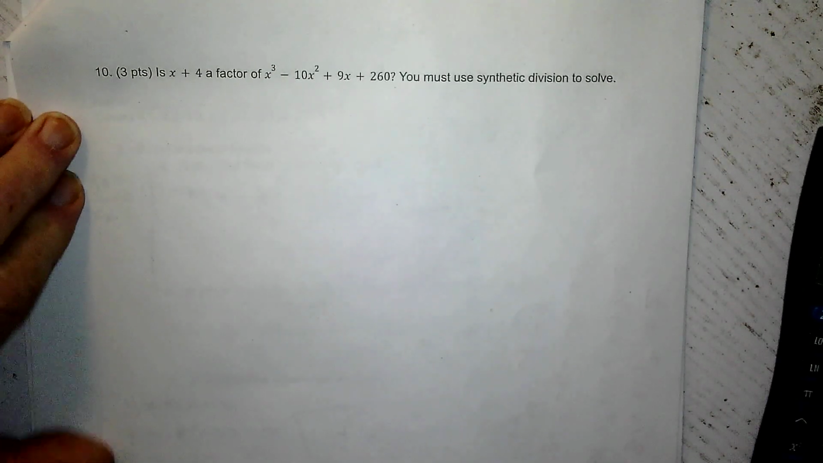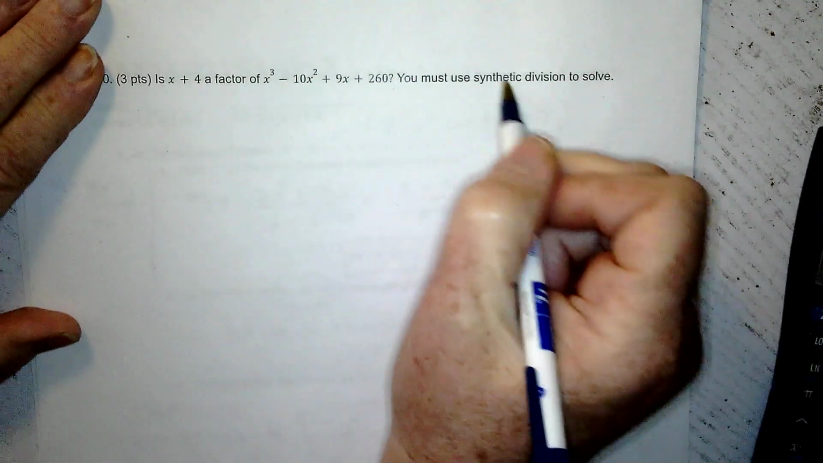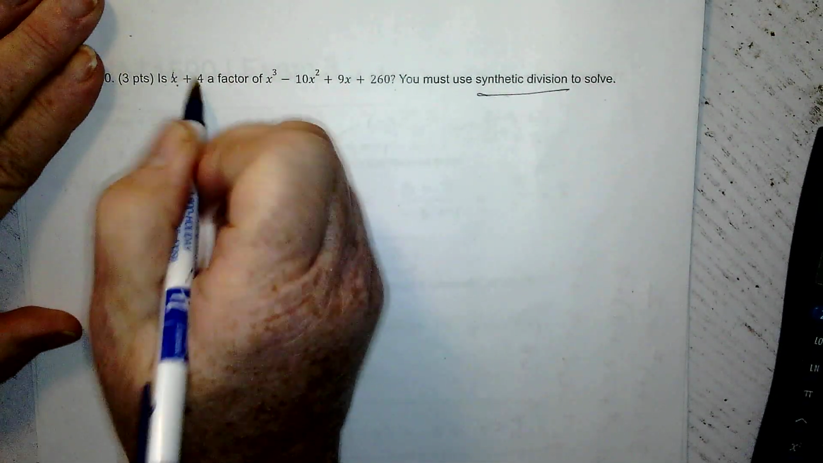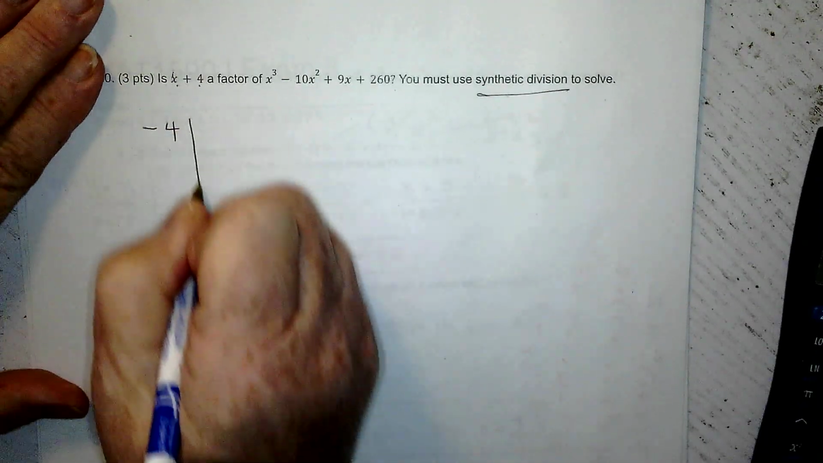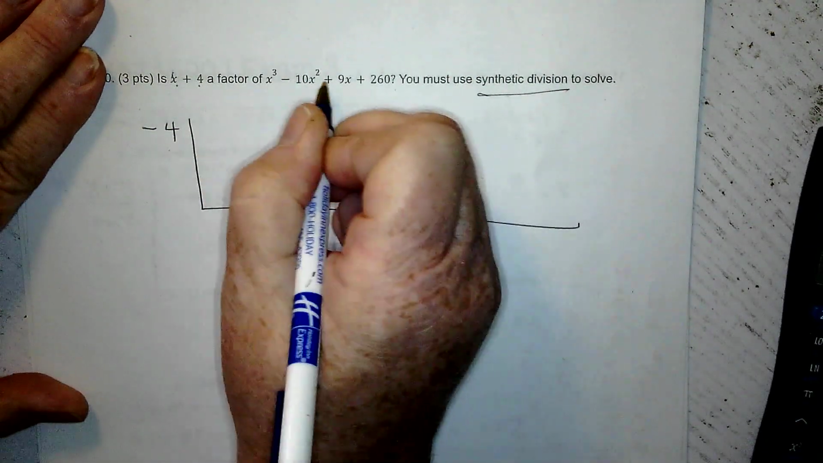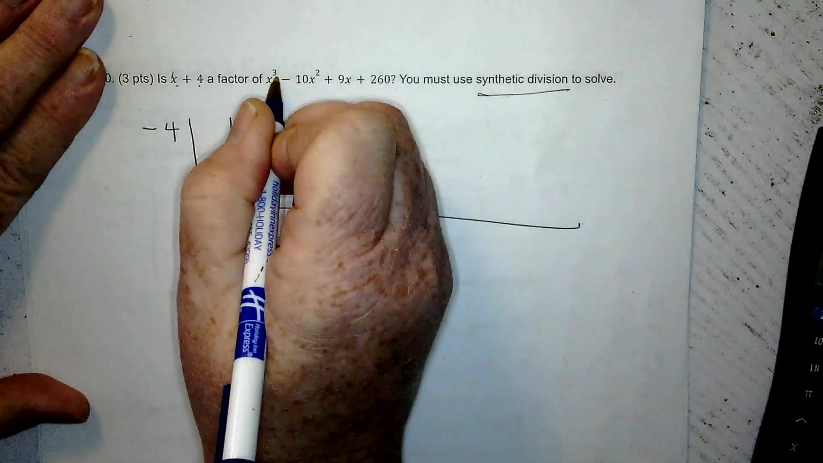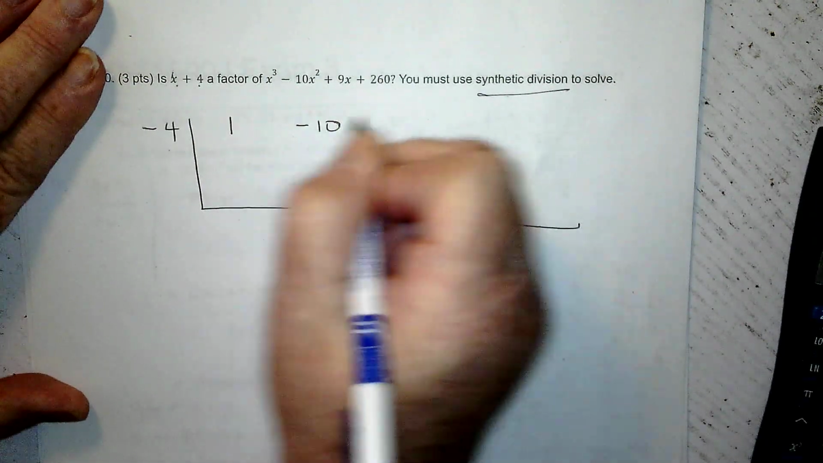Is x plus 4 a factor of this polynomial? Use synthetic division to solve. So I had to take this x plus 4, set it equal to 0, and get that it's negative 4. And then make sure they're in order, and they were. I didn't try to trick you there because I want you to learn this. Coefficients of each one.